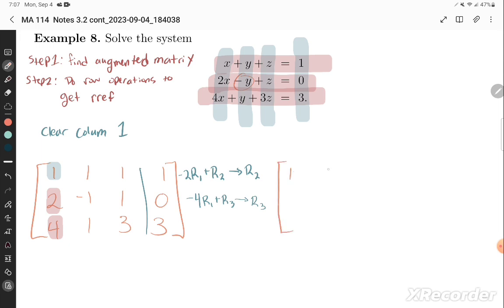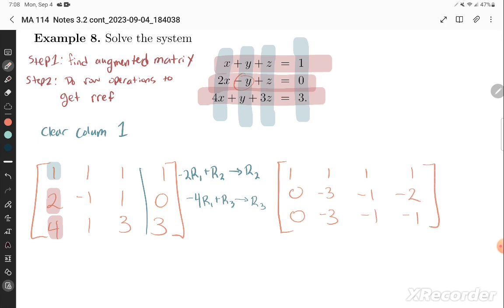So my first row remains unchanged because I didn't do anything to it. The second one is going to change. I'm going to get a 0 here because negative 2 plus 2 is 0. Now negative 2 times 1 is negative 2, then plus negative 1, that's going to get me negative 3 here. And then negative 2 plus 1 is negative 1. And then negative 2 plus 0 is negative 2. And then from row 3, I'm going to get 0 because I'm multiplying that 1 by negative 4. And then I'm going to add negative 4 to 1, which is negative 3. Add negative 4 to 3, which is negative 1. And then add negative 4 to 3, which again is negative 1.